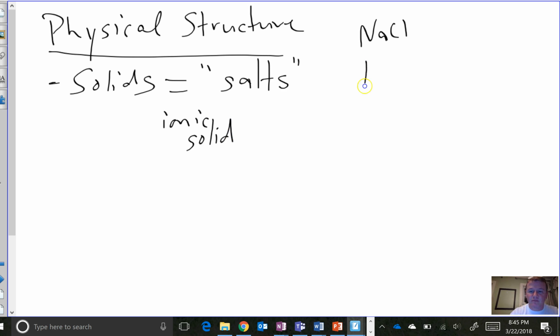So that could be potassium chloride. That could be magnesium chloride. That could be lithium bromide. Any ionic compound that exists as a solid is referred to as salts, okay?